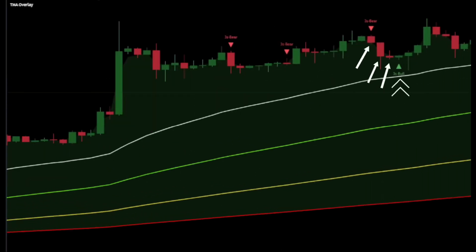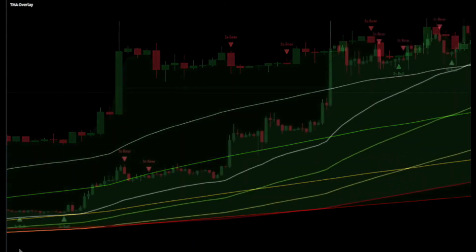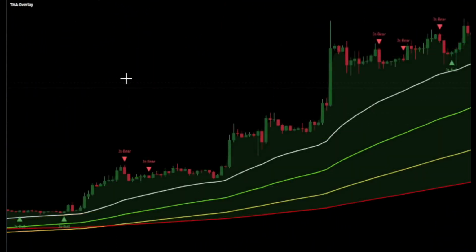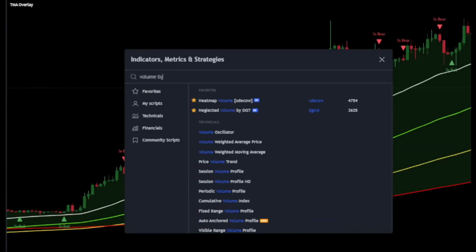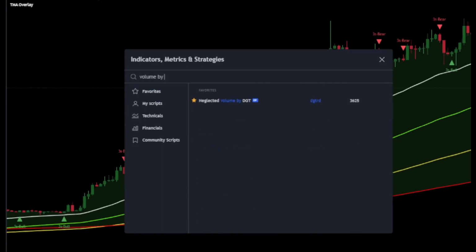Our objective in this strategy will be to follow the trend and not go against it. So following this logic, we will only enter trades when the signals are in favor of the trend. Now we are going to add our second indicator that is going to filter some entries for us to make the strategy more precise. This indicator is called Neglected Volume by DGT, created by DGTRD.